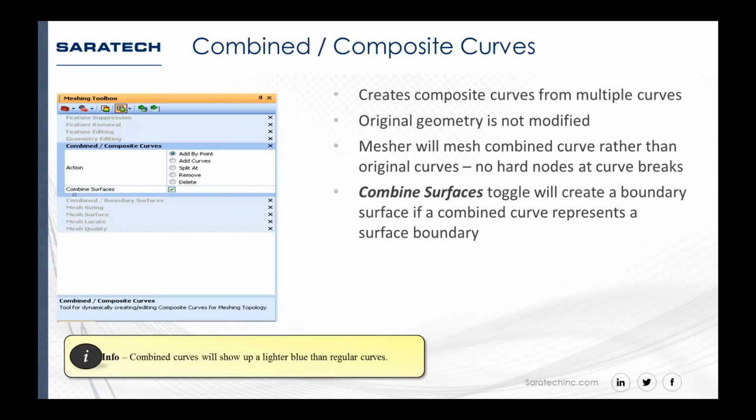Next is combine composite curves. This is easier shown than talked about, but basically if you have a curve that's broken up into individual entities, when you go ahead and mesh it, the mesher is going to try to put a hard point where you have these curve breaks. If you combine these curves together so that there is no hard break there, the mesher is going to ignore that and give you a nice clean mesh.